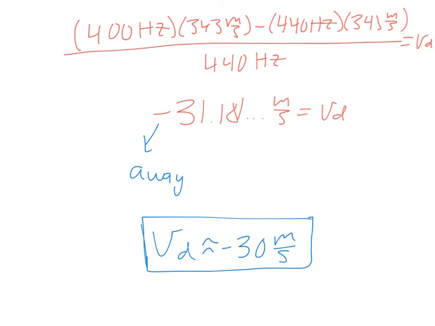So unlike what we've done before where positive or negative meant left or right, positive or negative just tells you how they're moving in relation to each other. So towards or away, it's the biggest thing you have to remember with Doppler effect.